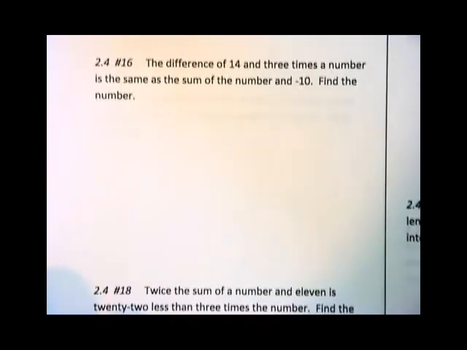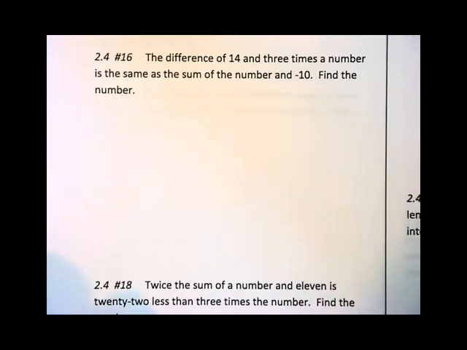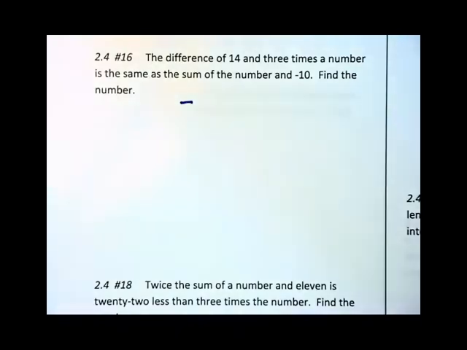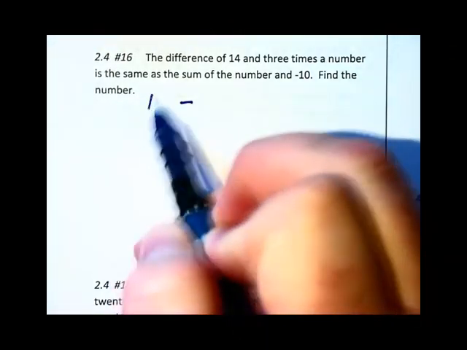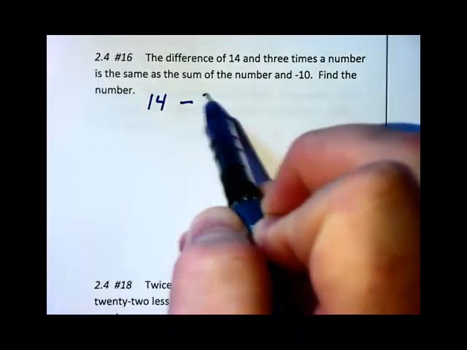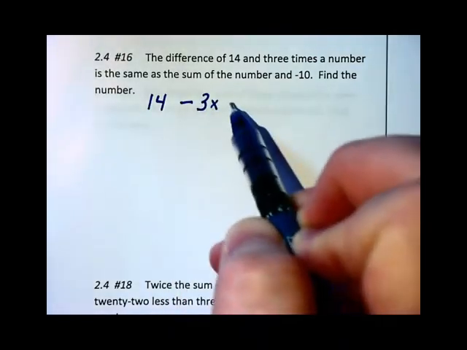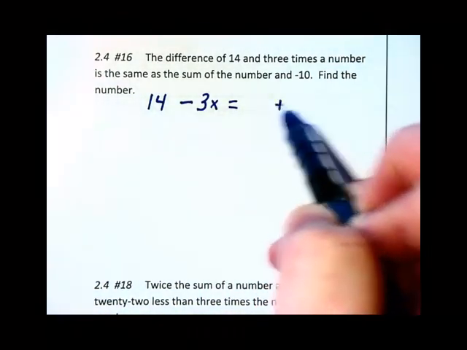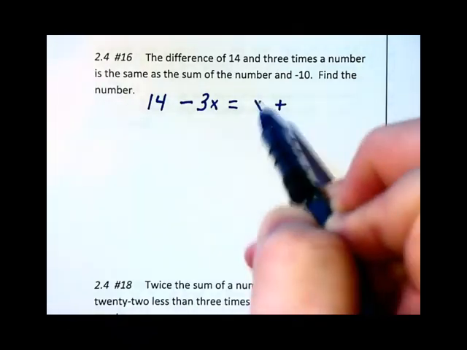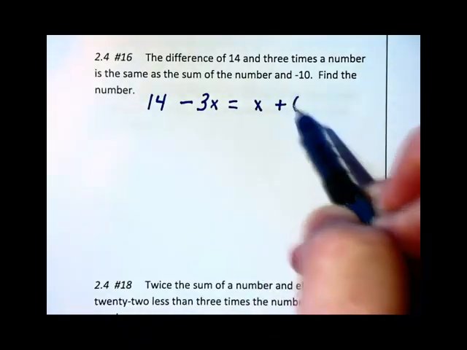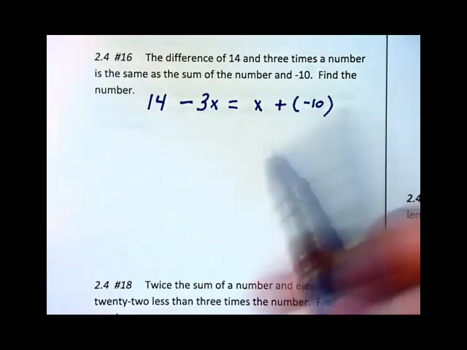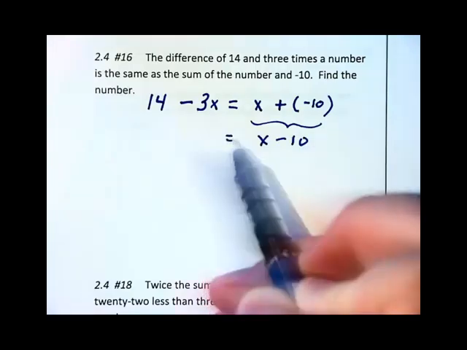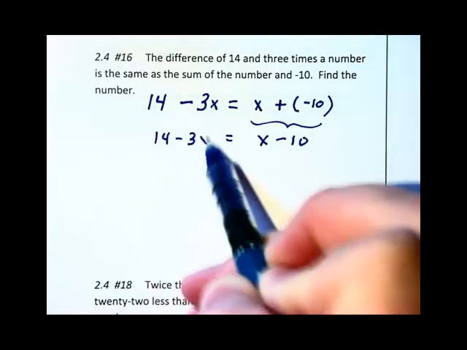In this next problem, the difference of 14 and 3 times a number. The difference of, we know we've got subtraction, of two things. The first one will be 14 and 3 times a number, 3x, is the same as, there's my equal sign, the sum of, there's addition, sum of what? A number, or the number, and negative 10. Now I'm going to rewrite that right-hand side as x minus 10. Anytime you're adding a negative, you're subtracting. And that gives us this equation.